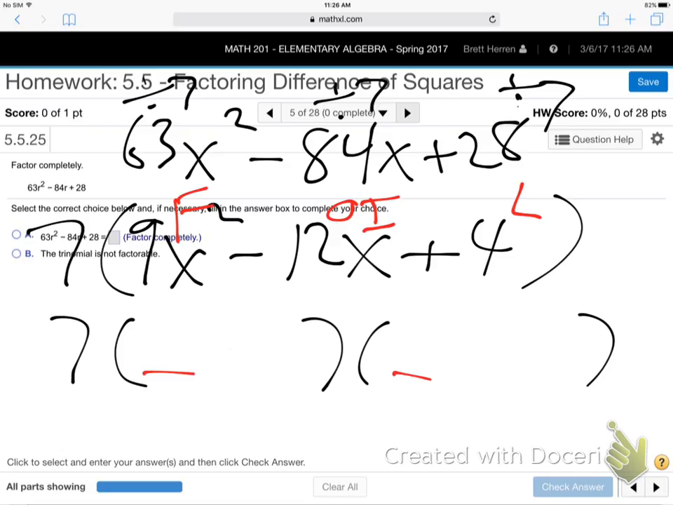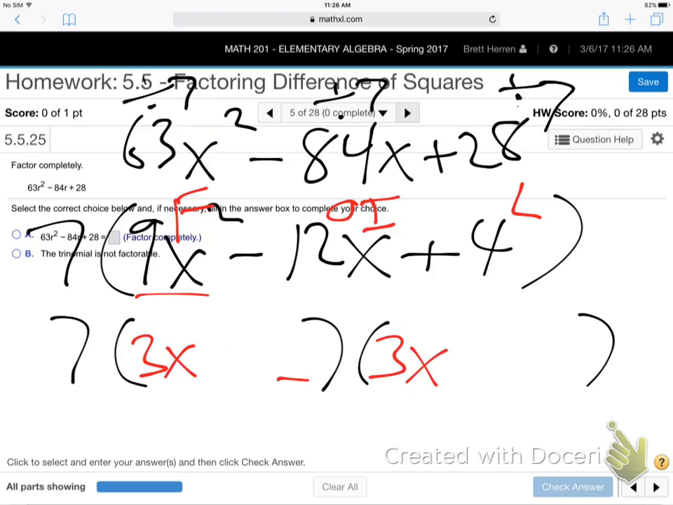So front times front to make front, right? That's what F stands for in the word FOIL. Front times front to make front. So 3 times 3 makes 9x squared. 3x, good so far.